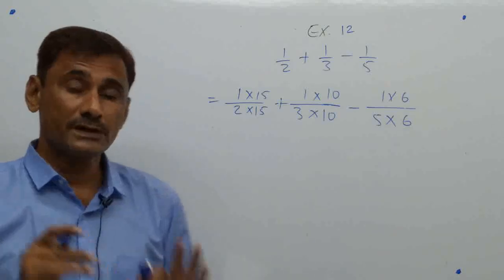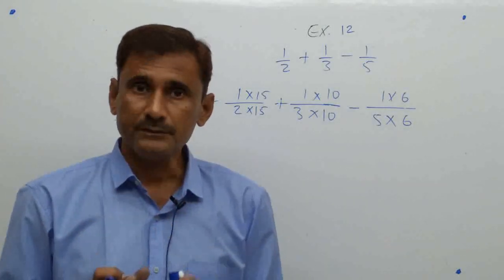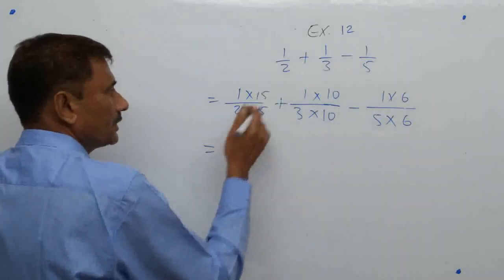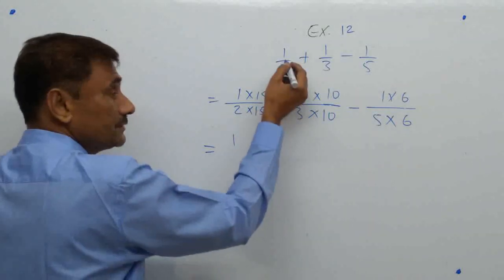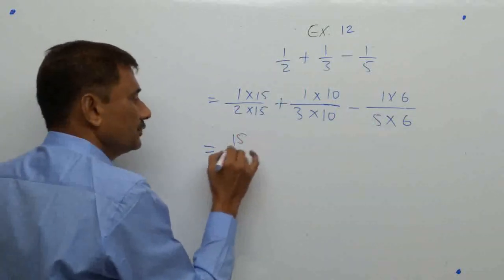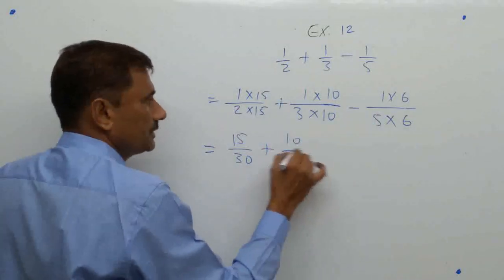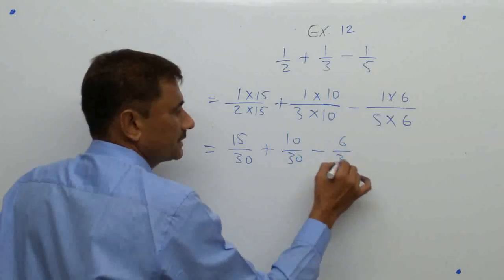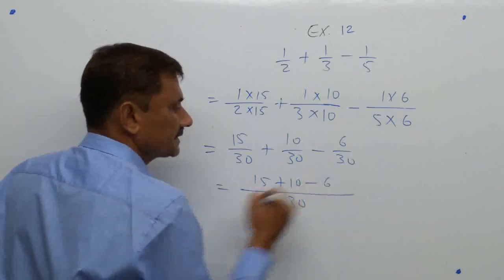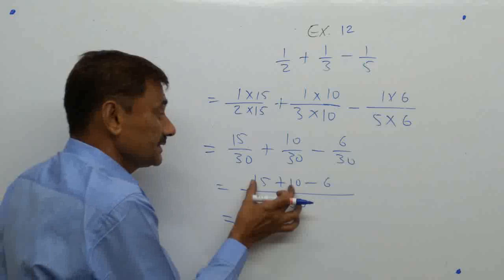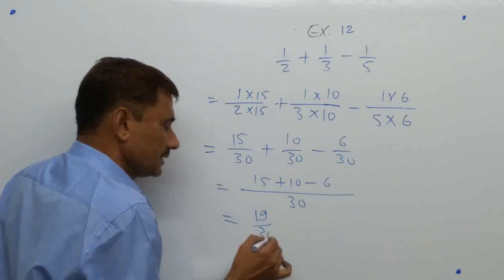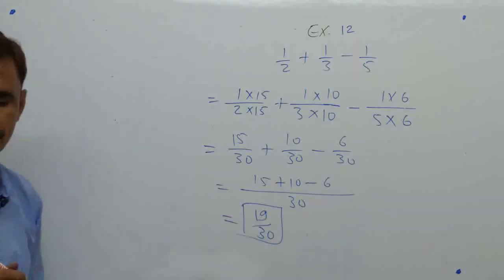Okay, so now I think you are getting the process of taking LCM for addition and subtraction of fractions. Now don't cancel again, otherwise you will get the question itself. Don't cancel them out. So 15 upon 30 plus 10 upon 30 minus 6 upon 30. I can write directly upon 30, 15 plus 10 minus 6. Now 15 plus 10 is 25, 25 minus 6 is 19. So 19 by 30 is our final answer.